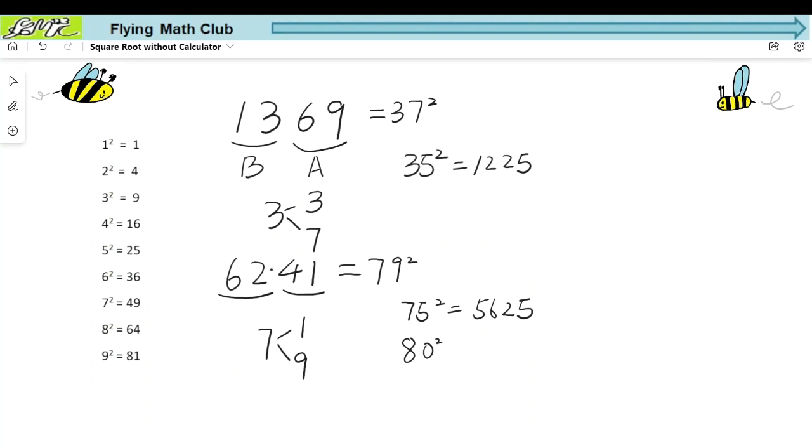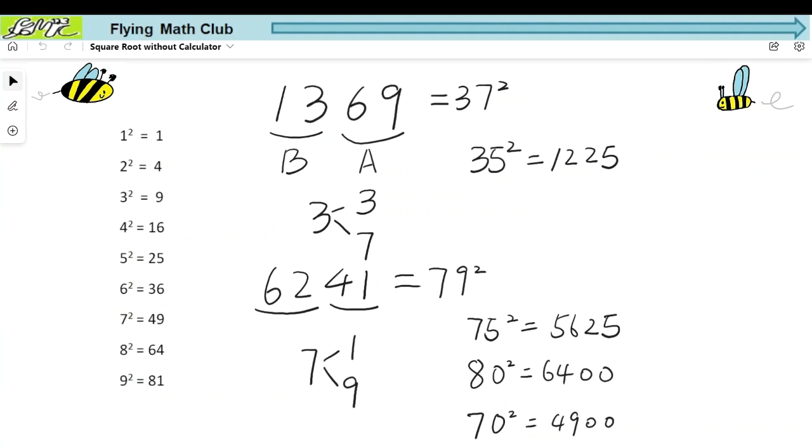80 squared equals 6400. So its square root should be very close to 80. We can still take 79 as its square root. As we know, 71 is a little bit bigger than 70. 70 squared equals 4900. So 71 squared should be a little bigger than 4900, but it's much less than the target number. So we pick 79 as its square root.